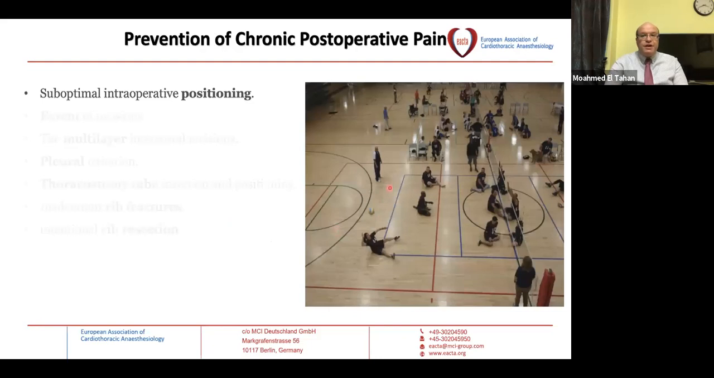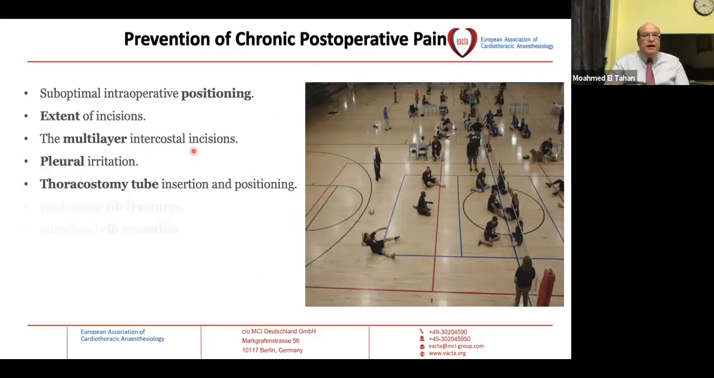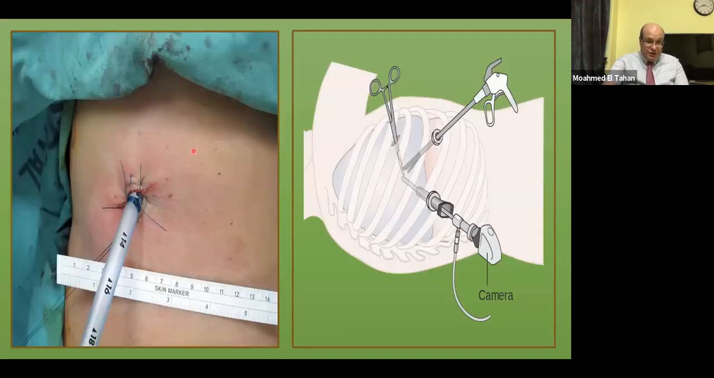For prevention and for postoperative pain, some problems associated with more chronic postoperative pain are suboptimum intraoperative position, as I showed you earlier here, extent of incisions, the multi-layer intercostal incisions, pleural irritation, and thoracostomy tube insertion and positioning.